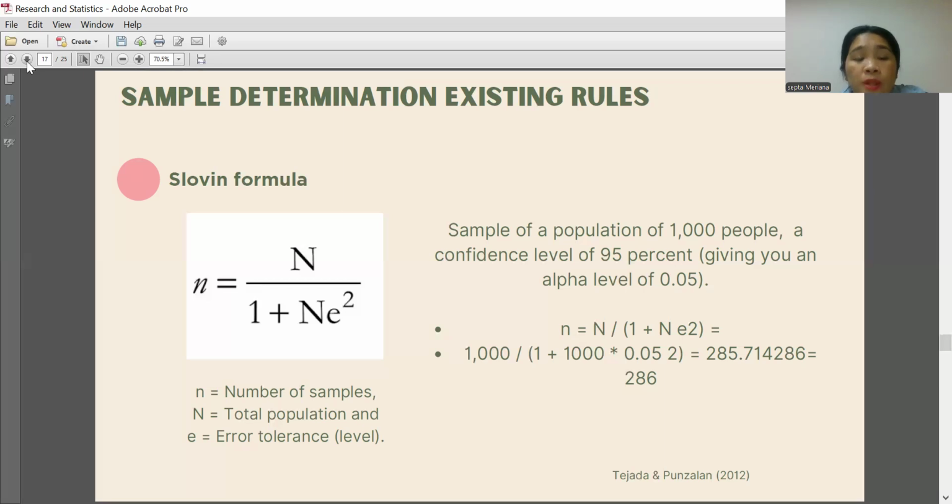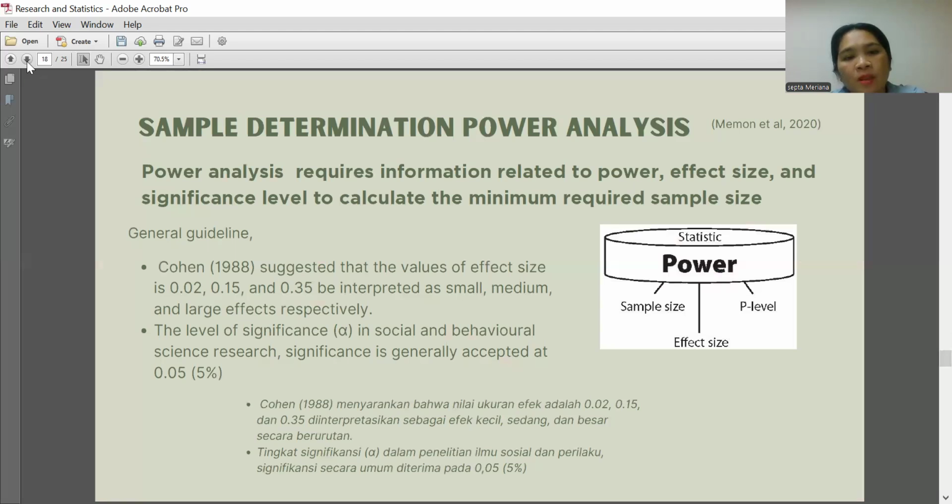You can usually use that if you know how many are in your population. Sample determination by power analysis. Usually we use G*Power. The person who introduced this is Cohen in 1988. We use effect size, the relationship between independent variable and dependent variable. Usually we have 3 categories of effect size: 0.02, 0.15, and 0.35. And usually we use medium effect size.